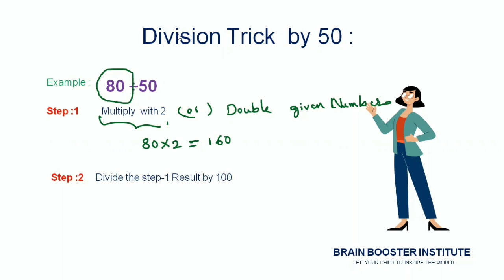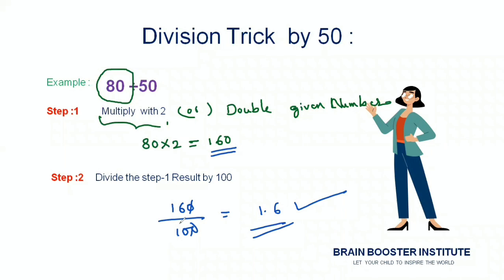Divide the step 1 result by 100. It's very simple here. What is the step 1 result, my dear friends? That is 160. So the step 1 result I'm writing here and just divide with 100. It's very simple, my dear friends. So 0 0 cancel, and the 16 by 10 we can write as here 1.6. That's it. So it's a simple answer, my dear friends.